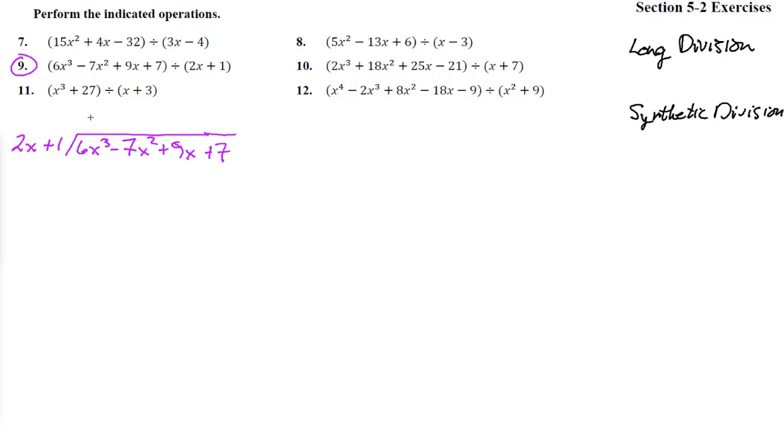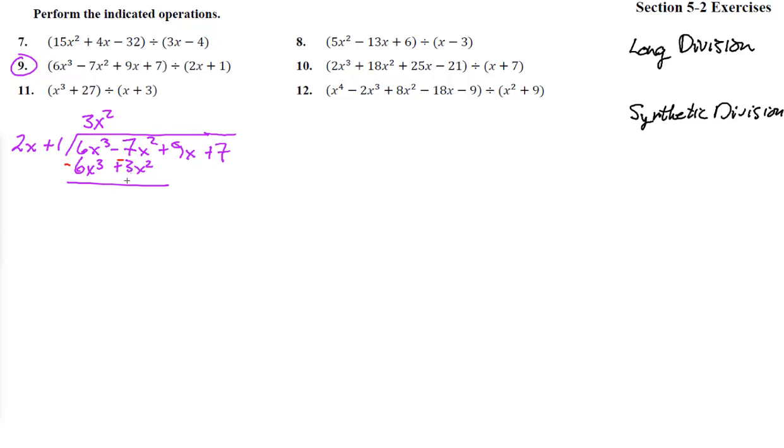2x goes into 6x cubed 3x squared. Will that get it for us? 3x squared times 2x, yes, is 6x cubed. 3x squared times 1 is plus 3x squared. Goes right there. Remember, we are subtracting these. Don't forget that sign change. And then when we subtract them, we get gone.